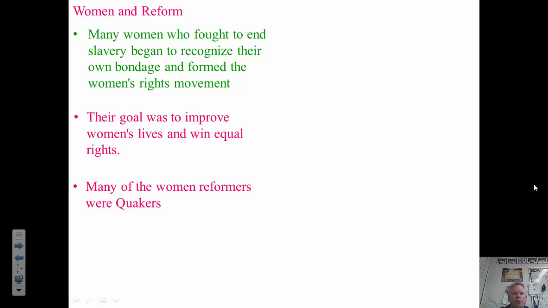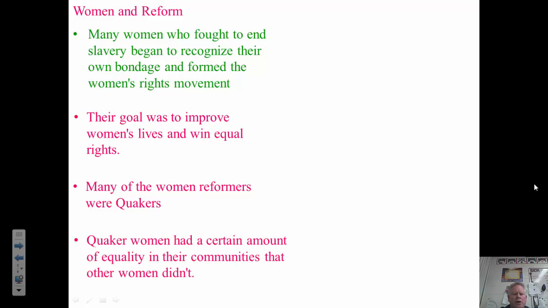Many of the women reformers were Quakers. Now, Quakers believed that everybody was created equal, and they lived this part of their religion, and their women were treated that way as well. So Quaker women had a certain amount of equality in their communities that other women did not.